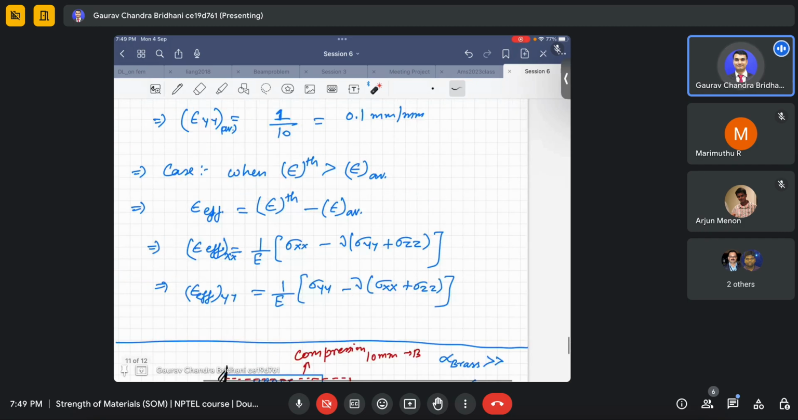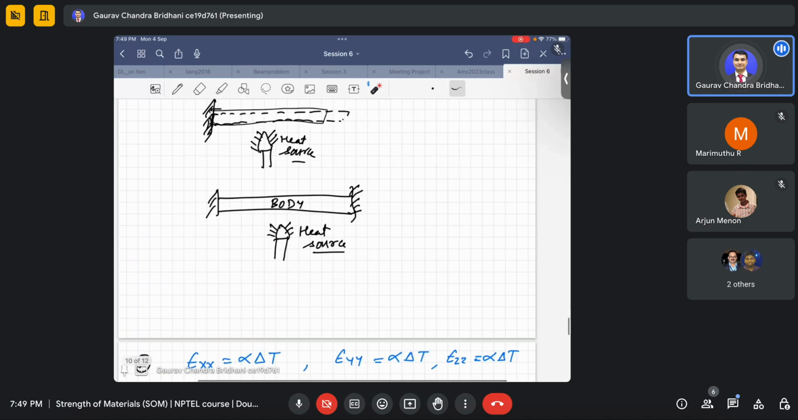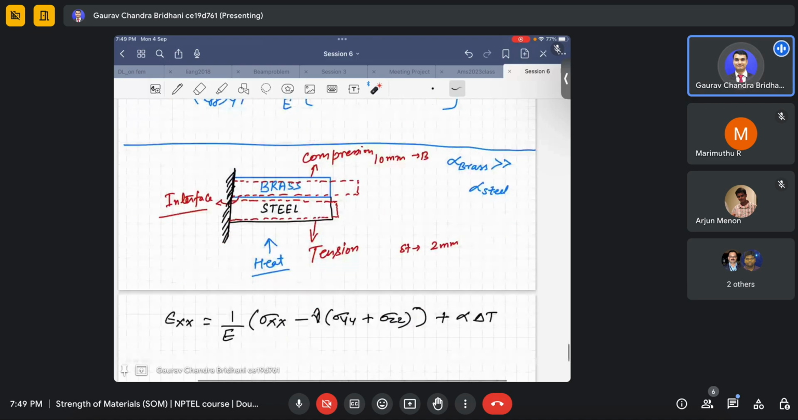As I told in the 3 examples above, this was free, no stress was generated. Only in this case stress will generate, and the reason for the stress to generate is the interface. If they were 2 different materials without any interface, they would have extended on their own and there would not have been any stress generated. But because they have a common interface, they have to follow the compatibility of the strain.